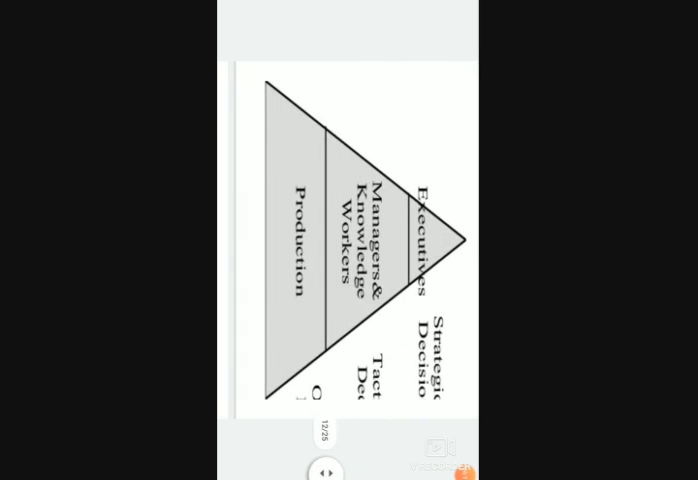Now comes the pyramid of the different administrative positions. You can see the strategic decision makers are the executives, who are at the top of the pyramid. Then come the managers and knowledge workers. Then comes the production.